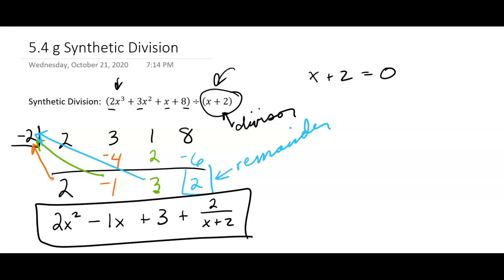I have like 3 examples where we're going to do synthetic division.